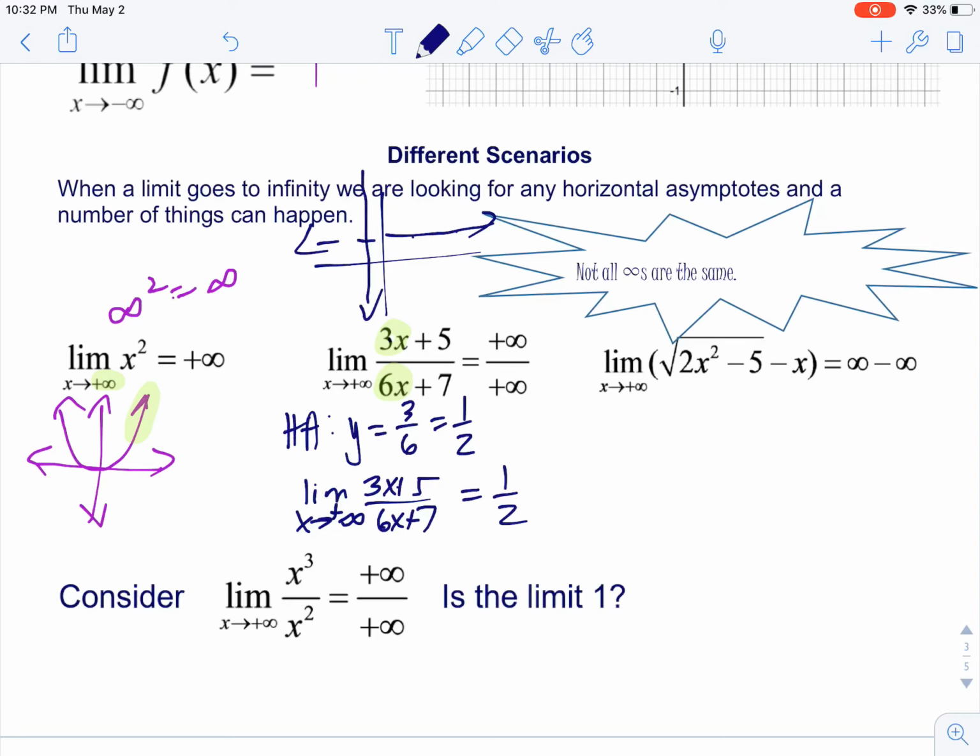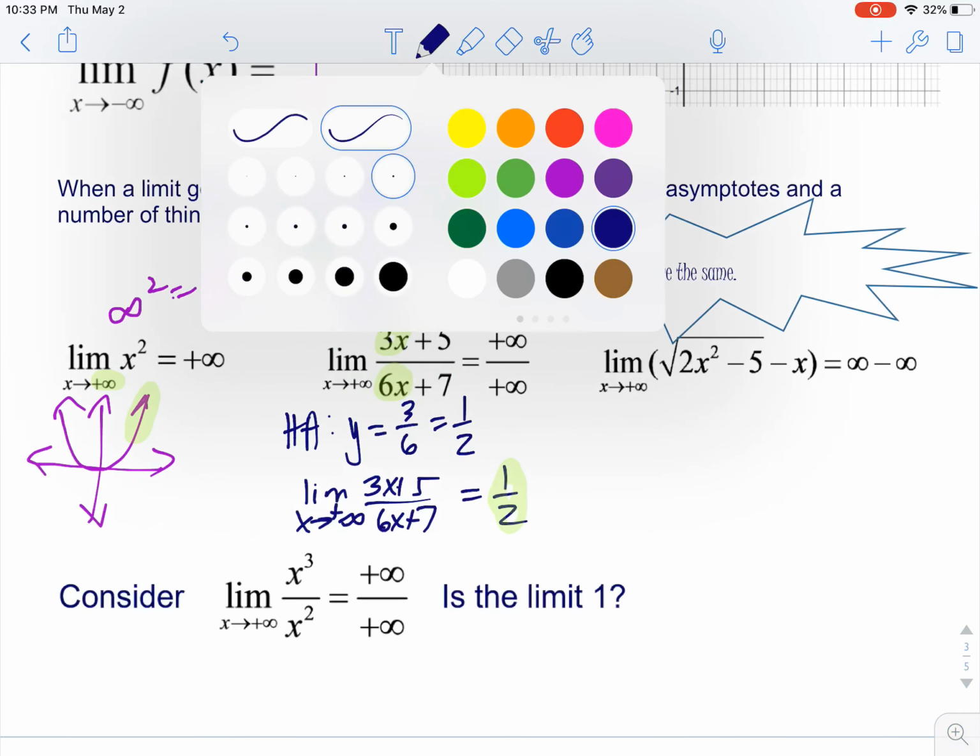There'd be a vertical asymptote somewhere over here, and the graph is going to kind of be like this. So you're actually approaching that horizontal asymptote 1/2 instead of infinity over infinity. So that would be an indeterminate form. Think about the horizontal asymptote rules.